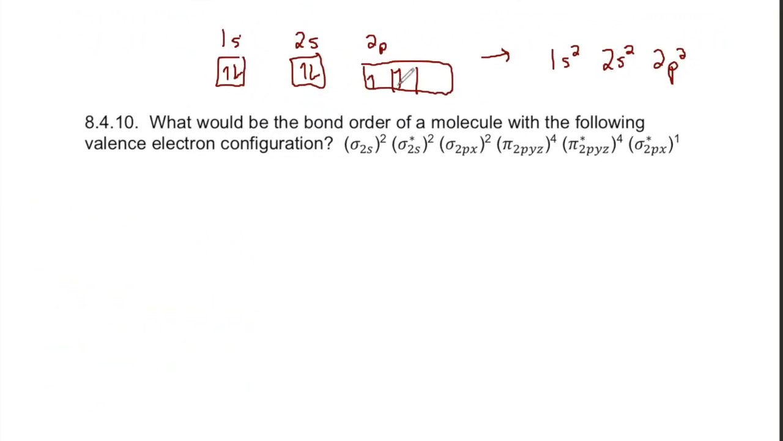So in the same way that an atomic orbital diagram, which looks like this, can be abbreviated as just the electron configuration, just naming the orbital and putting how many electrons are in it as a superscript, we can also do this with the molecular orbitals. We can name these lines.